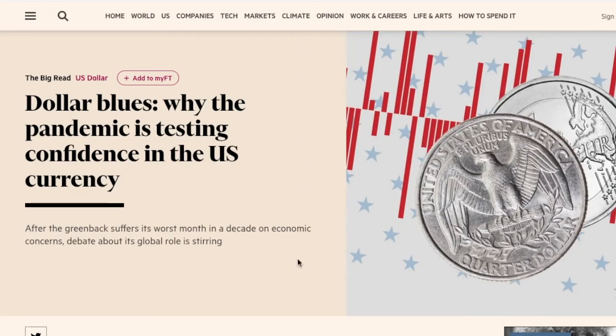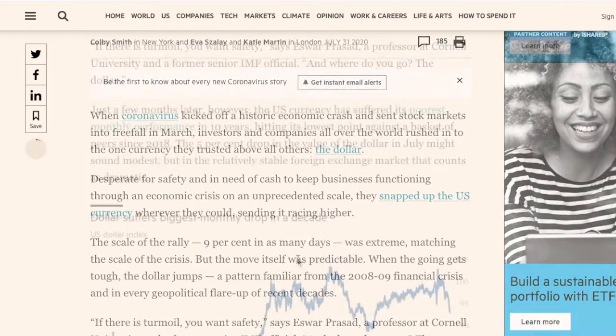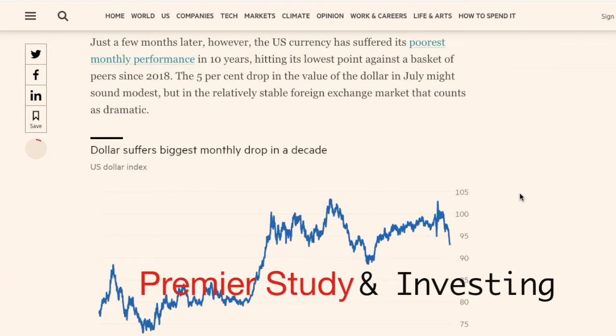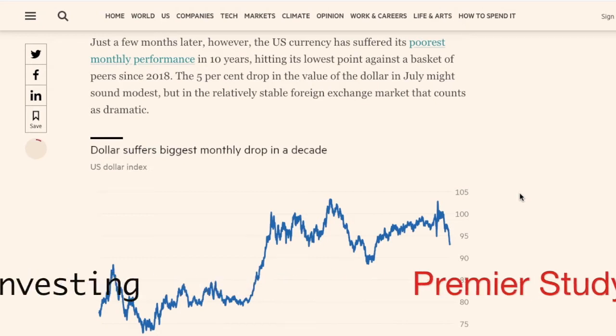Okay, so if we go over to the Financial Times, I just want to look quickly. The article basically says once the pandemic hit, this Cornell University professor and former senior IMF, International Monetary Fund, official said, okay, if there's turmoil and you want safety, where do you go? You go to the dollar. They go on to say, well, just a few months later, however, the U.S. currency has suffered its poorest monthly performance in 10 years, hitting its lowest point against a basket of peers since 2018. The 5% drop in the value of the dollar in July might sound modest, but for the relatively stable foreign exchange market it counts as something dramatic, really.